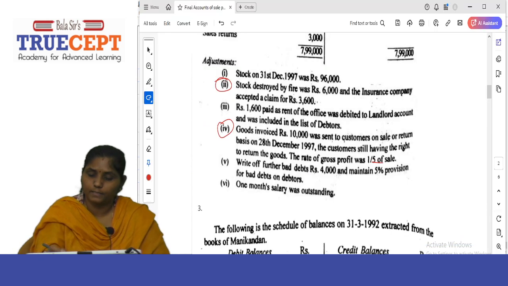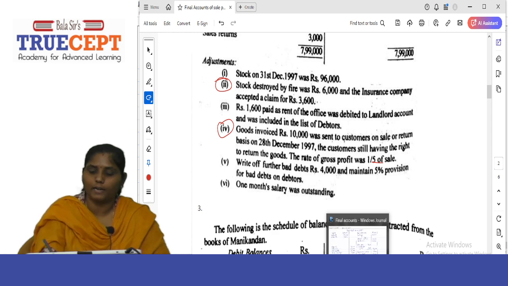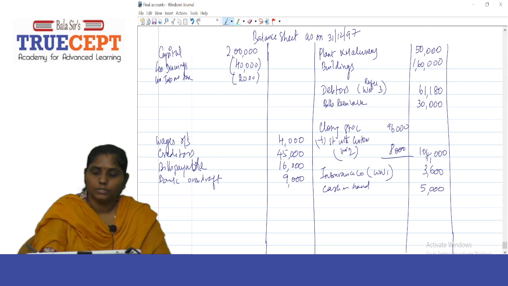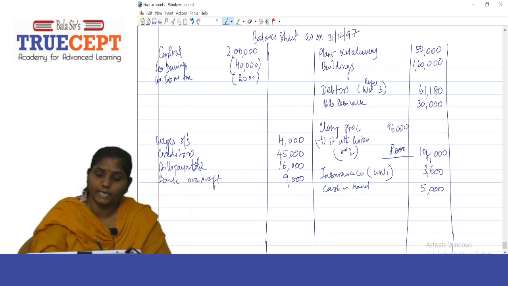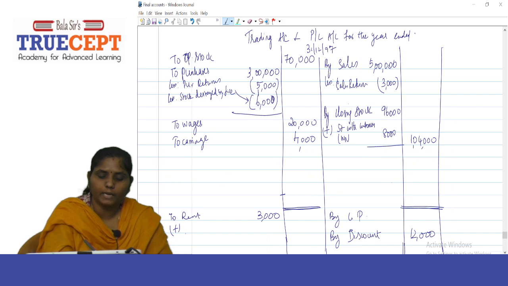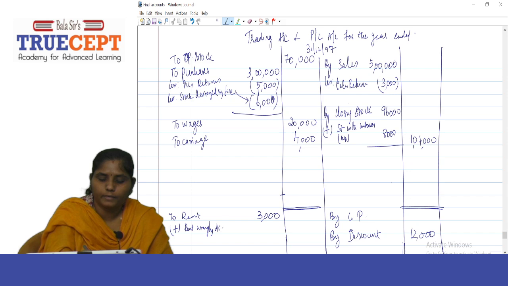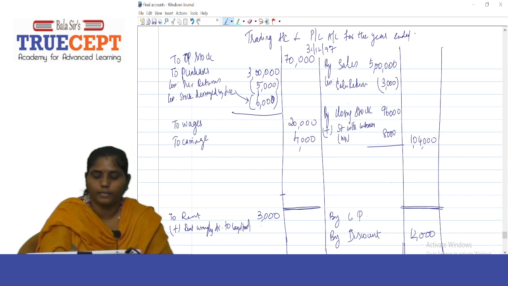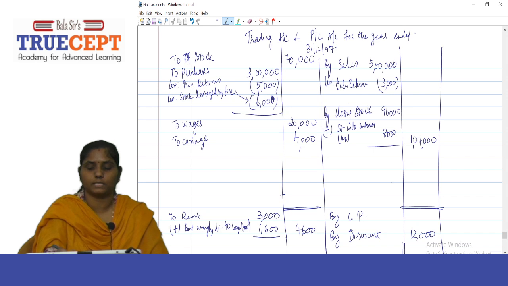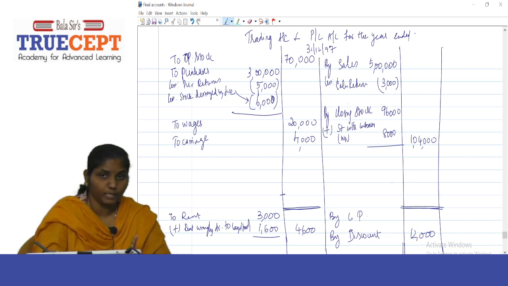Next, go to the next adjustment. 1,600 from landlord. I'm supposed to remove it from my debtors. I already removed it in the debtors because in the working note we removed it. Now only one time I'll do. Where? In the rent I'll be adding it. So rent wrongly debited to landlord. I'm writing it short; you can write it briefly or fully, depending on your space. 4,600 outer column. So we have done this adjustment two times. The debtors part we've done in the working note. Clear? Go to the next one.